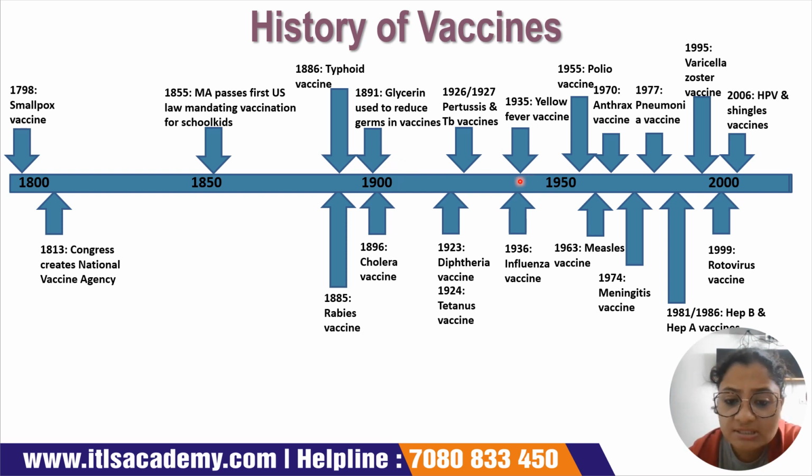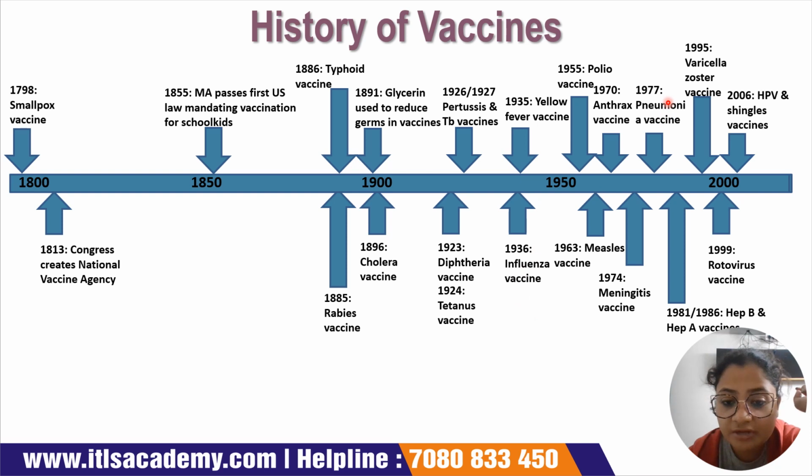Then in 1926 or 1927 we had pertussis and tuberculosis vaccine, that is TB vaccine. In 1923 we had diphtheria vaccine. In 1924 we had tetanus vaccine. So consecutively 2 years we had two new vaccines. Then in the year 1935 we had yellow fever vaccine. Yellow fever is something which is now eradicated from the world. In 1936 we had influenza vaccine.